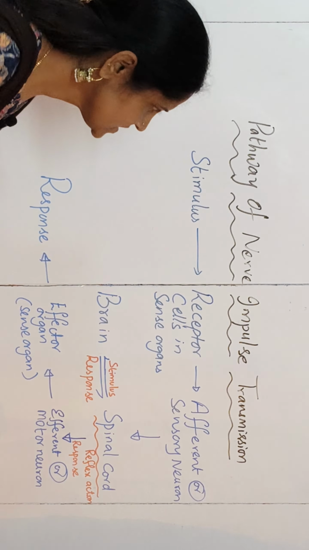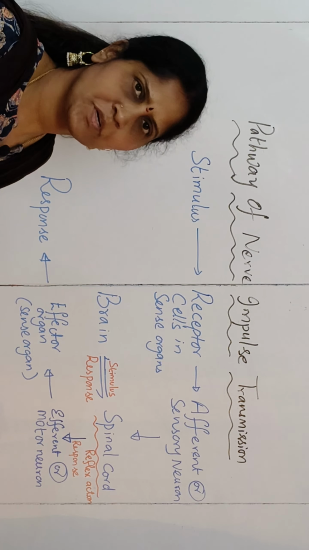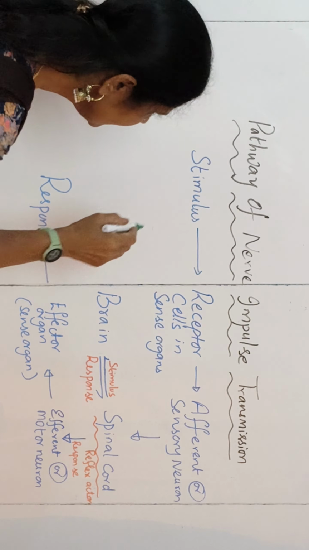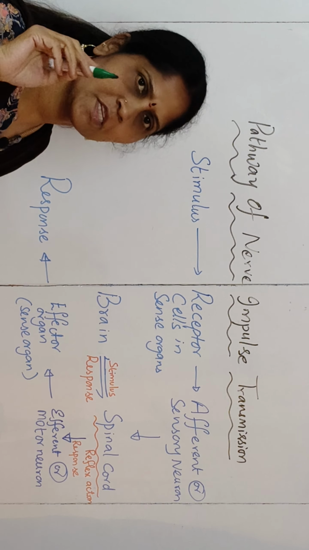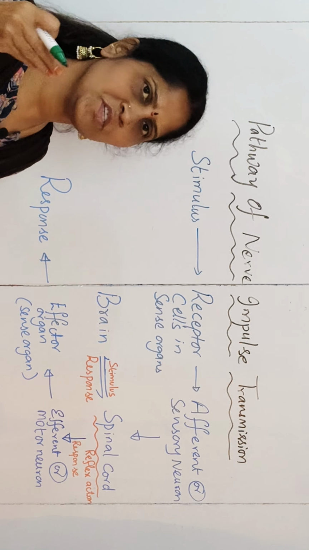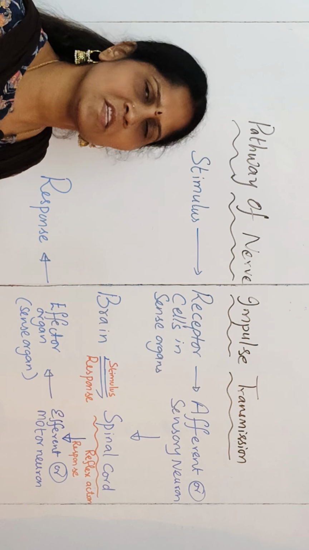Here let us quickly understand the pathway of nerve impulse transmission. So how is the impulse carried to the brain? There is what is called stimulus and response. In lower classes we have learned that whatever agent generates a response in us is called the stimulus.